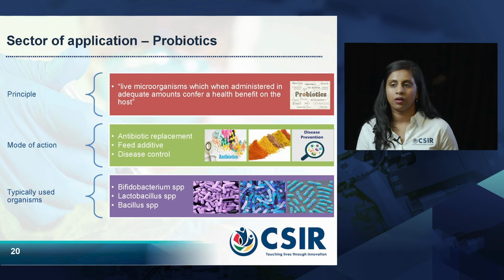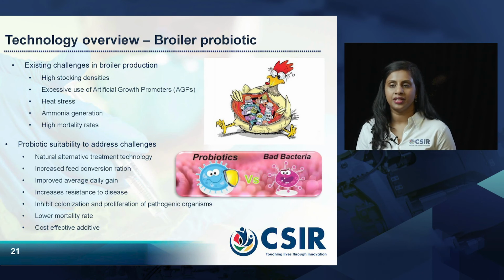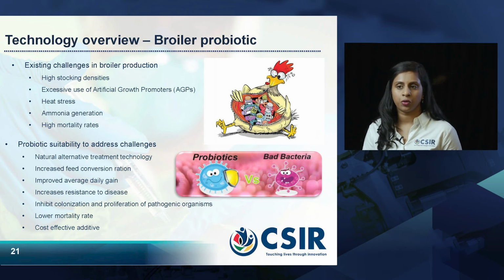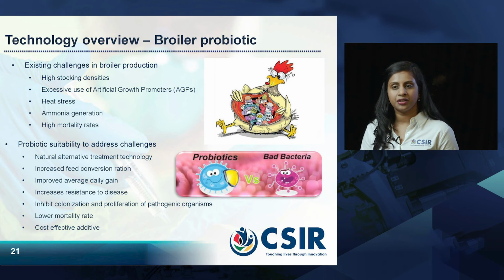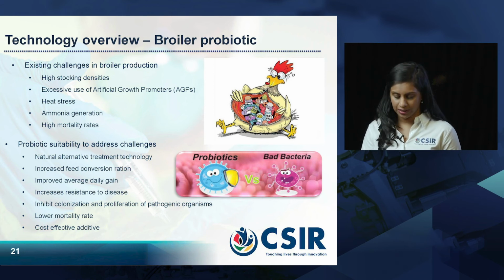So the Broiler probiotic was developed based on an industry need, as there are several existing challenges that are faced by a broiler producer. This includes high stocking density, the excessive use of artificial growth promoters, heat stress, ammonia generation, as well as high mortality rates.